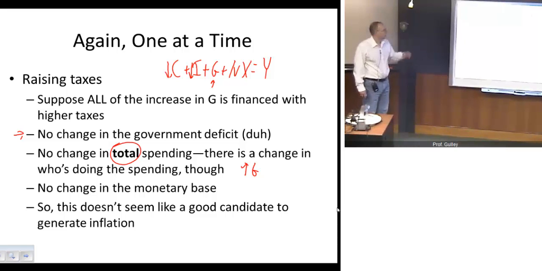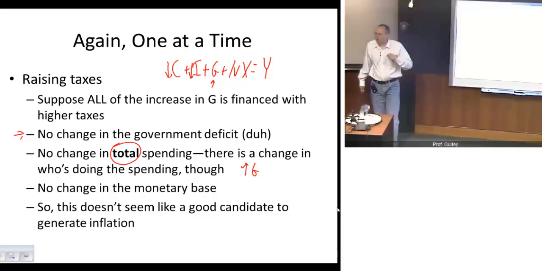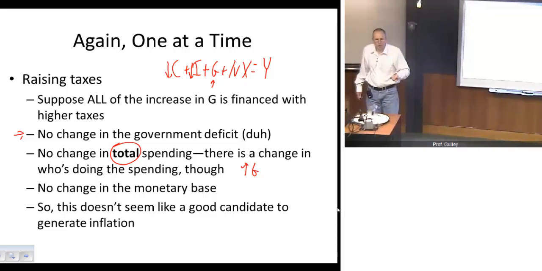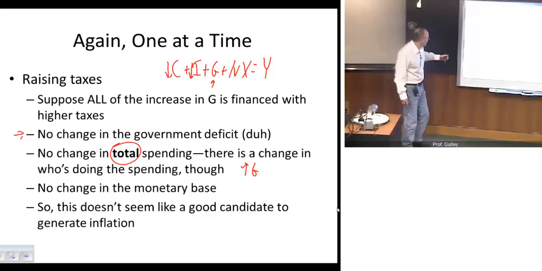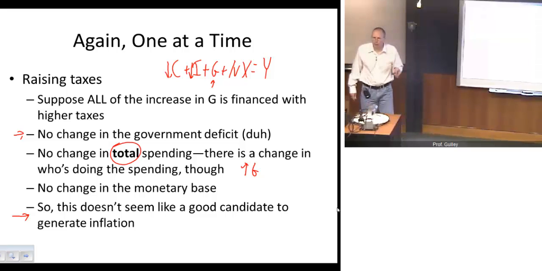Finally, what happens, or doesn't happen in this case, is there isn't any change in the money supply. Now, who's spending the money possibly has changed, but there isn't any aggregate change in the money supply or therefore aggregate spending. So here's the bottom line in this case. Since total spending hasn't changed, and since the monetary base and therefore the money supply hasn't changed, it's very likely that financing spending through taxes won't generate any inflation. Okay, so tax-financed spending is not a good candidate for generating inflation.